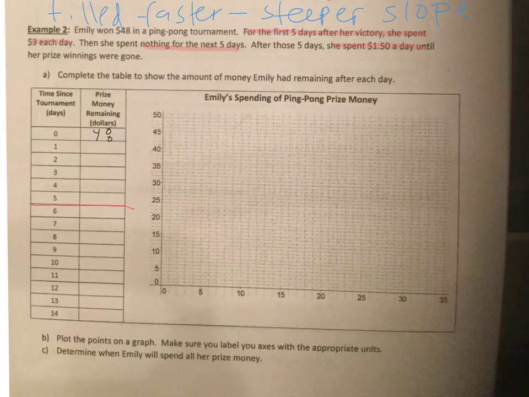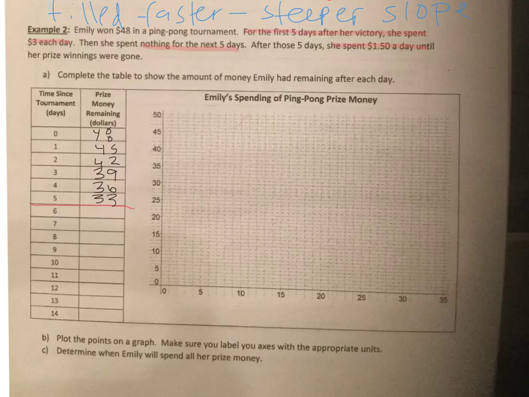So we're starting with $48, and if we spend $3, that means we're losing $3. So 48 minus 3 would give us 45. And then 45 minus 3 would give us 42. And then 39. And then 36. And then 33. So you can see on each day how much money she has.